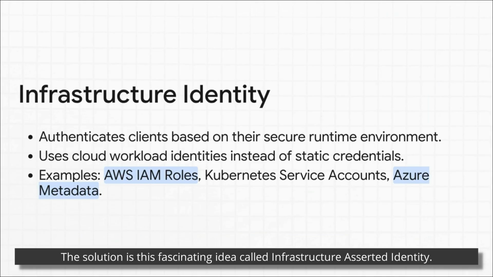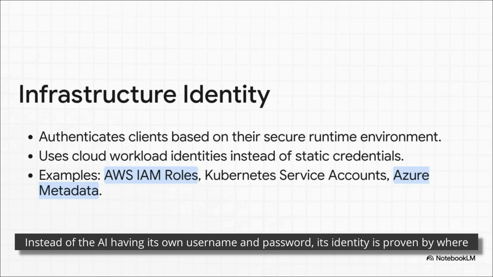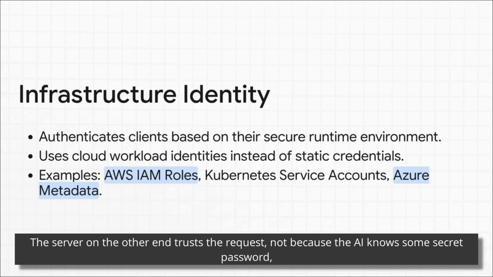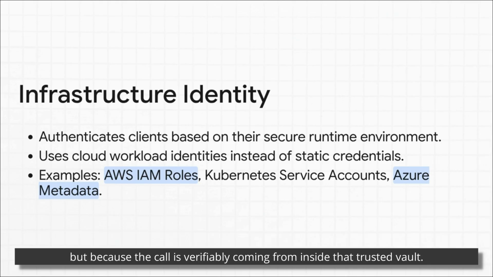The solution is this fascinating idea called infrastructure asserted identity. Here's the big idea. Instead of the AI having its own username and password, its identity is proven by where it is running. Imagine an AI making a call from inside a secure bank vault. The server on the other end trusts the request not because the AI knows some secret password, but because the call is verifiably coming from inside that trusted vault. That's exactly what things like AWS roles or Kubernetes service accounts do. They act as that secure, verifiable location.